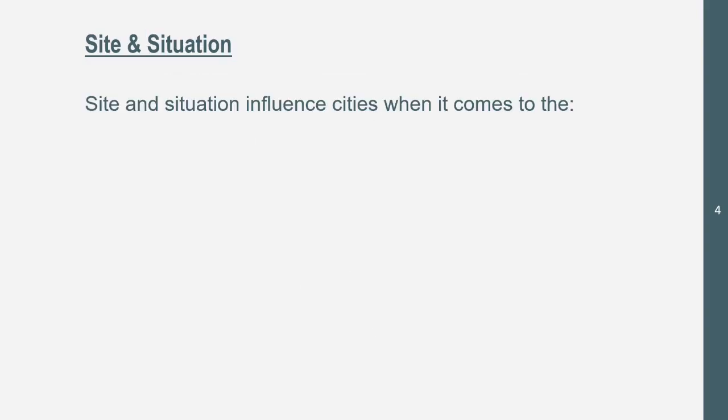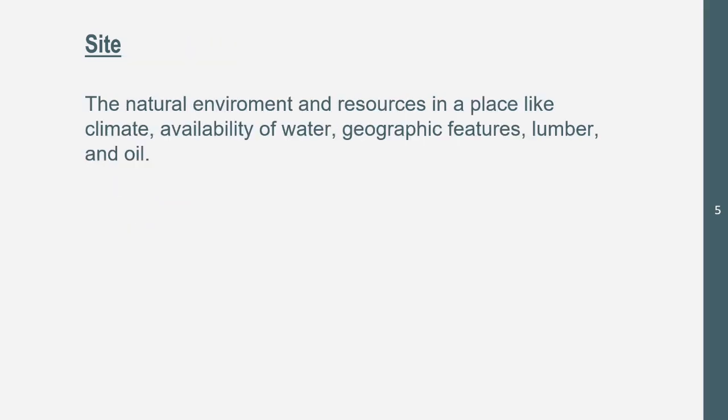Now let's get into site and situation. And these influence cities when it comes to the origin, when they first started, function, what they do, and growth, how they develop and annex more land to become bigger. So let's get started with site, which is the natural environment and resources in a place. And these factors include, but are not limited to, climate, availability of water, geographic features like mountains and deserts, lumber, and oil. And these are all natural.